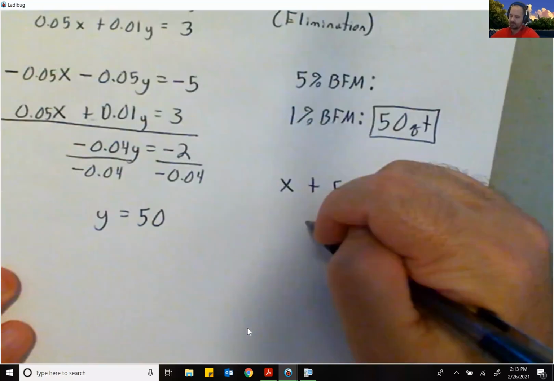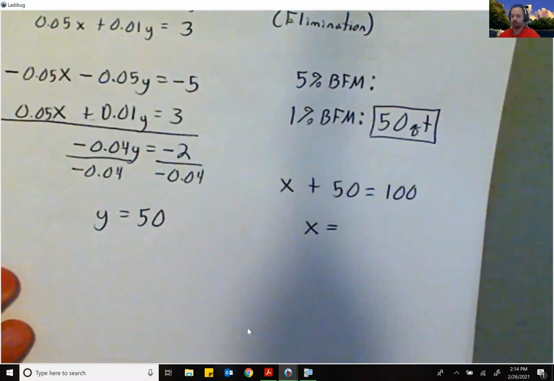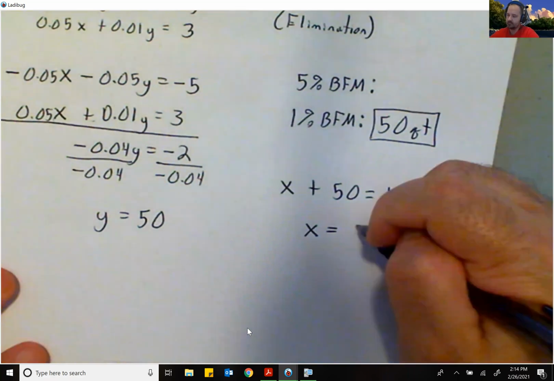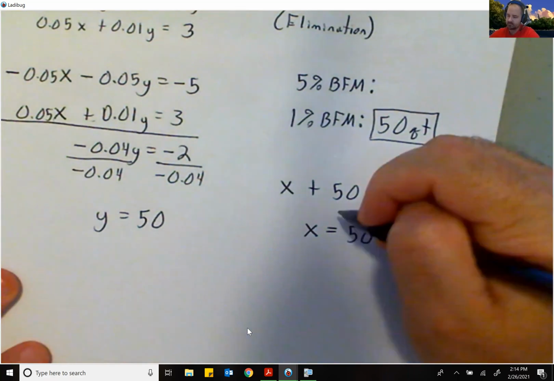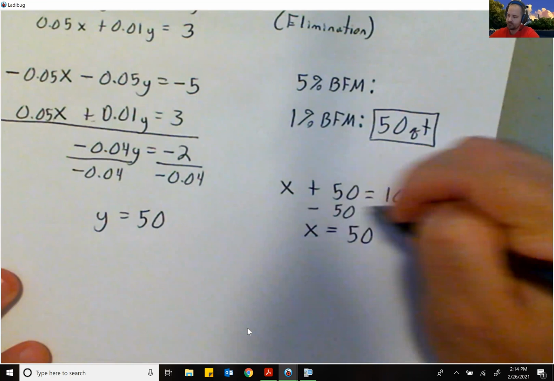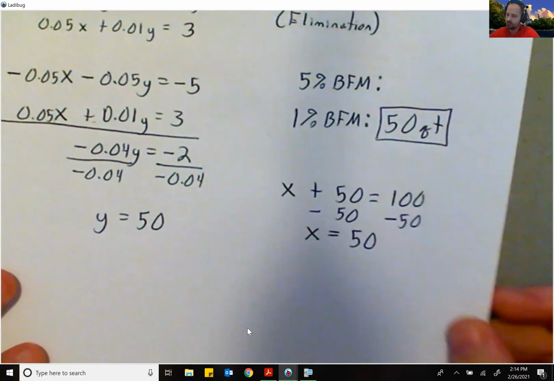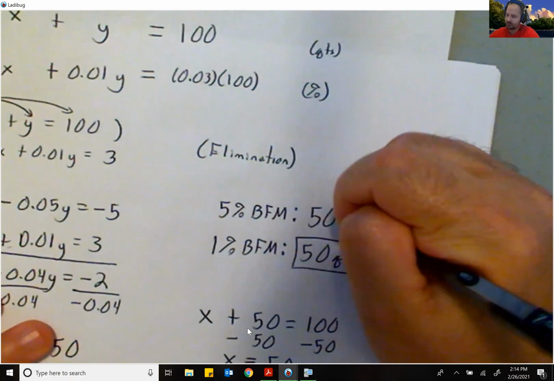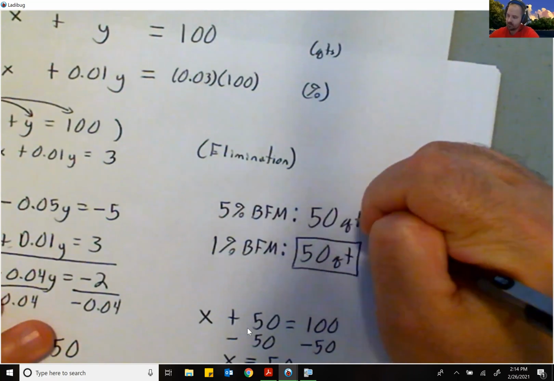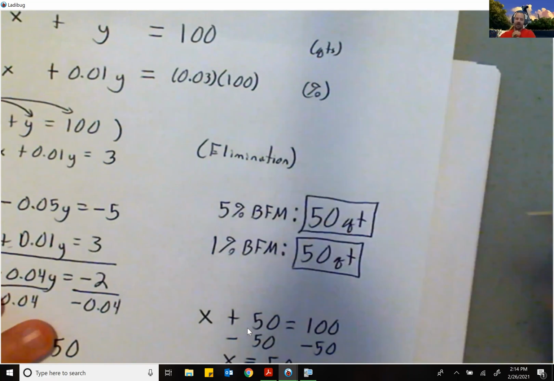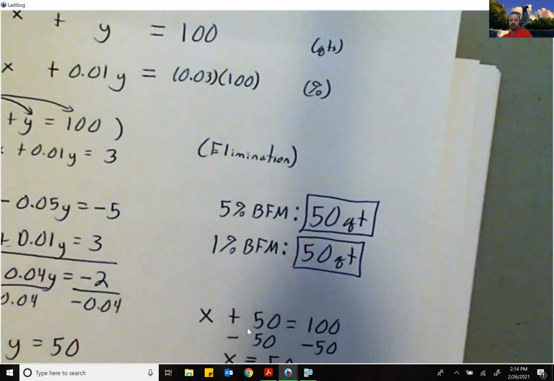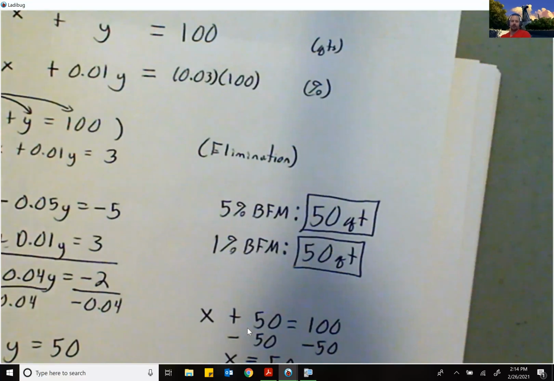What does x equal? 50. Because you're going to just subtract 50 from both sides. So it's a 50-50 split. There were 50 quarts of 5% butterfat milk and 50 quarts of 1% butterfat milk. Any questions on number 10?